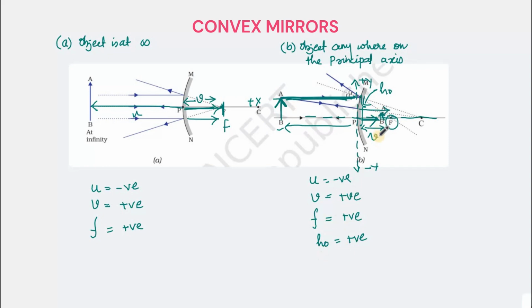Now the image which is formed is virtual and erect, and it's lying above the principal axis. So to measure the height of the image, we'll have to measure the distance along the positive y-axis again, because the image is lying above the principal axis. So here the height of the image also will be positive. I hope you are clear with the mirror. Now let's go to the lens.